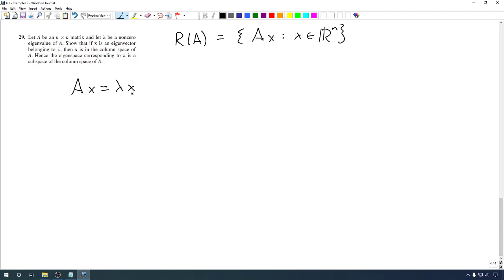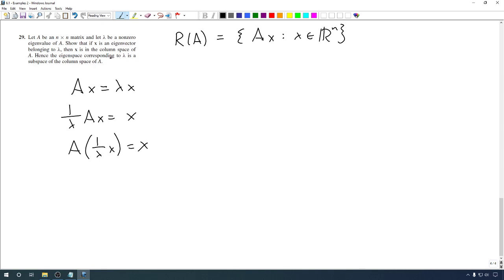Why is x there, though? Well, remember, we're assuming here that lambda is not 0. That's a very important point here. That means we can divide by lambda. So 1 over lambda Ax is equal to x. And we can actually rearrange this. This is A times 1 over lambda x is equal to x. So the vector 1 over lambda times x is something that gives you an x out here. So that means that x has to be in the column space. And that's all we really have to do. We found something that gives us that x is in the column space.